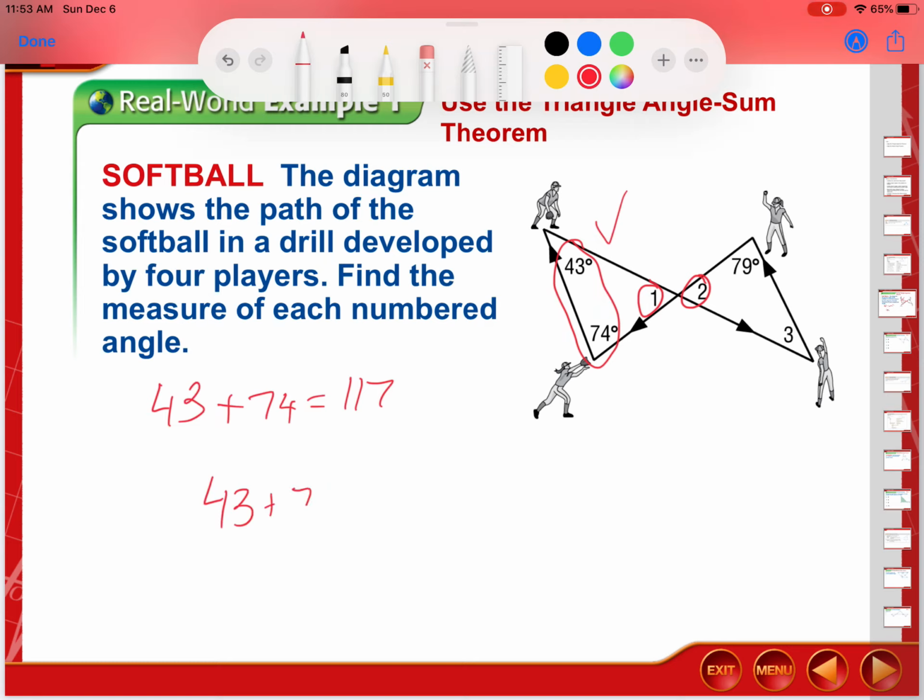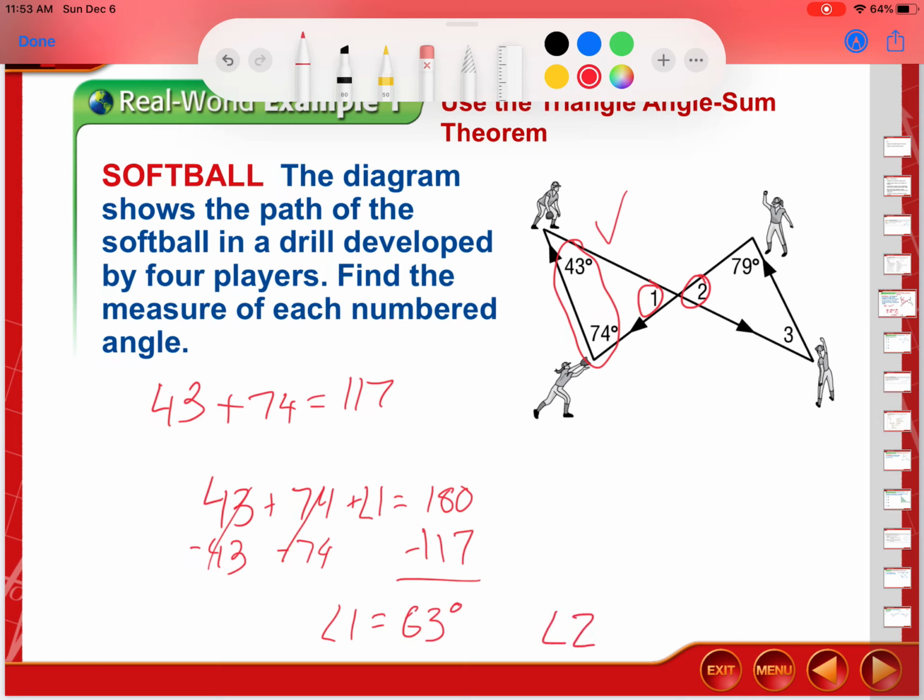I didn't do a really good job of showing that, so let's erase. All right. So if we do 43 plus 74 plus angle 1, that's going to equal 180. So if we solve this, we can subtract 43 and subtract 74 from both sides, which is the same as subtracting 117. And we find out that angle 1 is going to equal 63 degrees.